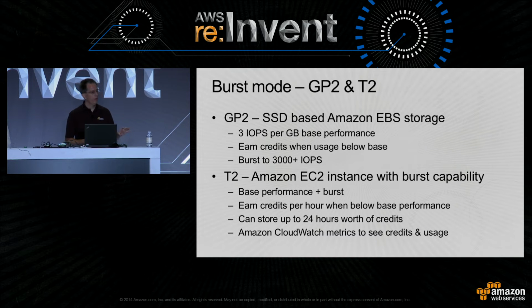And then on the EC2 side, we have the T2 line, which we start as a DB T2 micro, small, and medium.